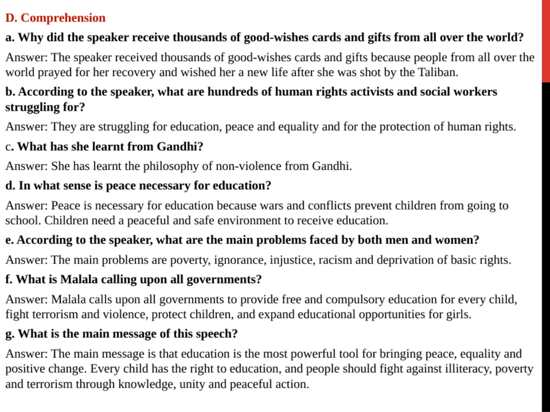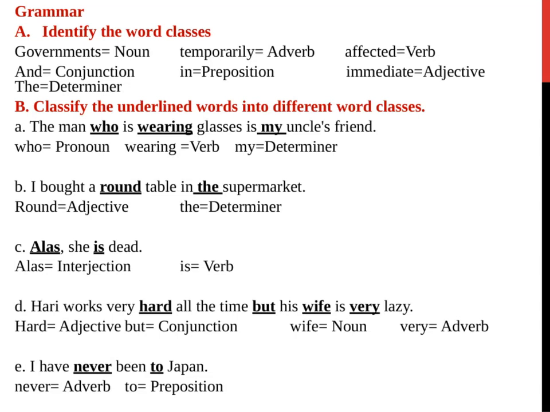Here, we're focusing on identifying word classes, which is essential for understanding sentence structure and meaning. For example, in the first line, we see governments as a noun, temporarily as an adverb, and affected as a verb. Each word plays a specific role. Next, we classify underlined words in different senses.